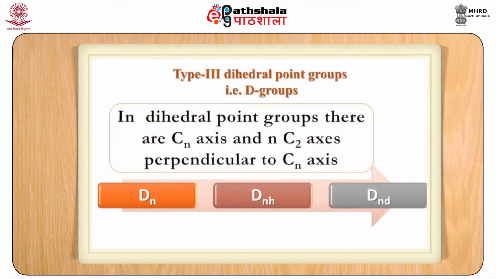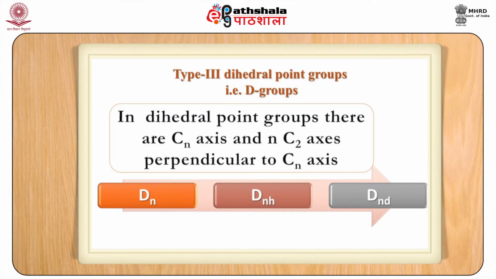Examples of type 3, dihedral point group, that is D groups. In the molecules of the type 3 dihedral point group, there are a CN axis and NC2 axes perpendicular to the CN axis. That is, if there is a CN axis, there must be NC2 axes perpendicular to it. Point groups belonging to this category are DN, DNH, DND point groups. Let us discuss each of these separately.